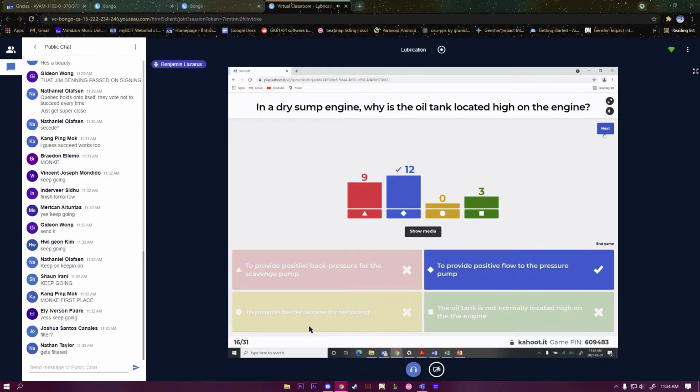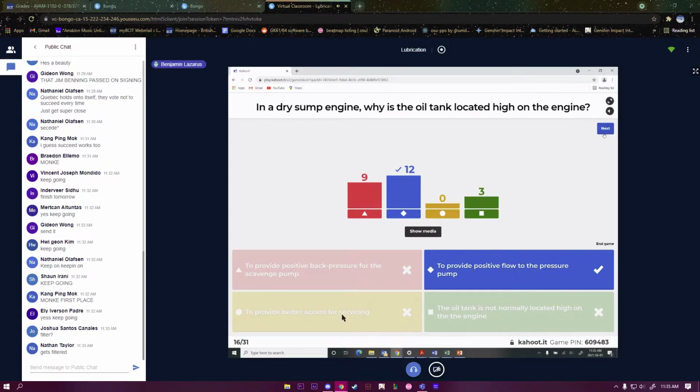If the oil tank was located low on the engine, it'd be real easy for us to service. But the oil pump would have to pull it uphill. Imagine what that would do on a cold day when the oil is cold and thick and doesn't want to flow at all. It would just cavitate. It wouldn't actually pump any oil. Whereas if we put it high, gravity is always forcing oil into the pump. So I'm not sure why folks are misunderstanding this.